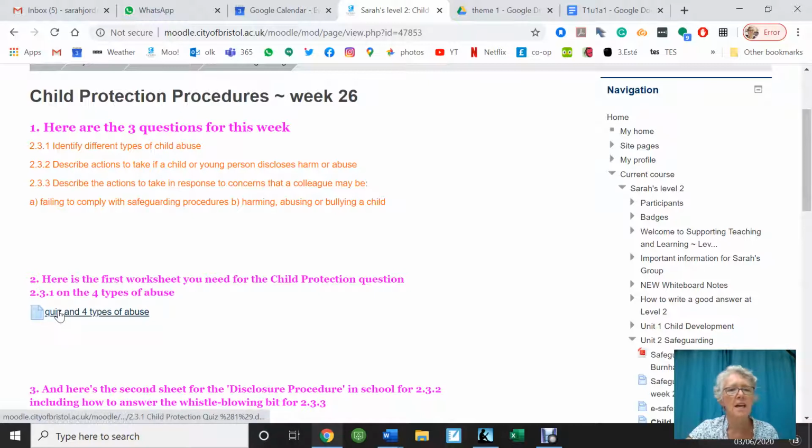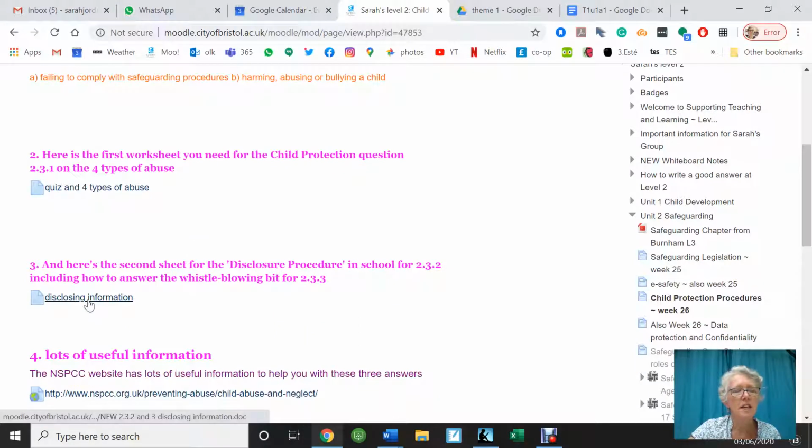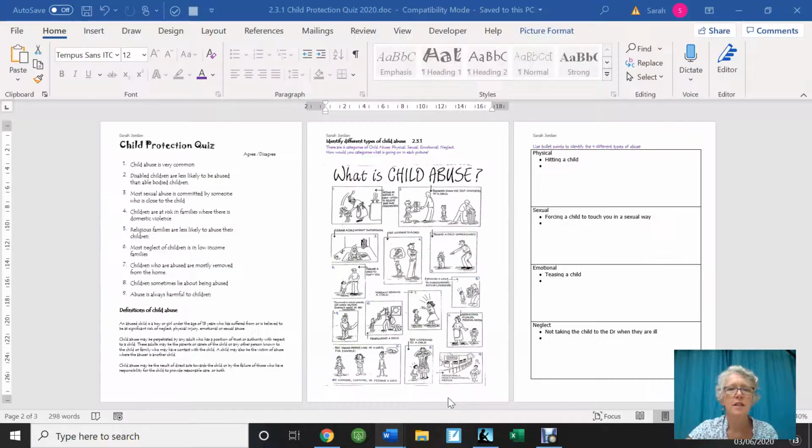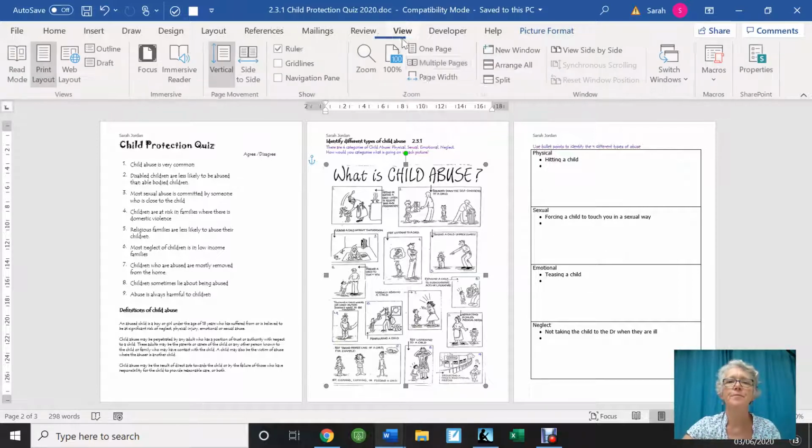So of course, here is a worksheet. We've got 2 worksheets this week. Here's the first one on different types of abuse for 2.3.1, and then a second worksheet here for the other 2 questions. So let's have a look at the first one. If you click on this link here, you'll get to this worksheet. Here's a section on the 3rd page for you to put in your answers. But first of all, there's a bit of information. Let's have a look.